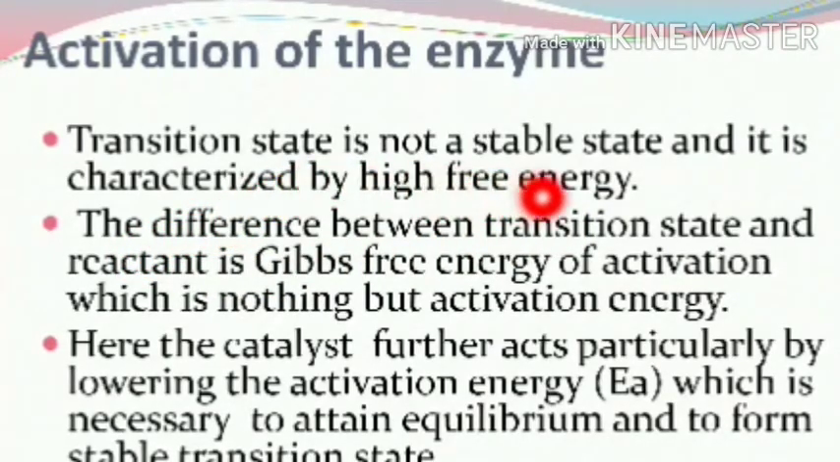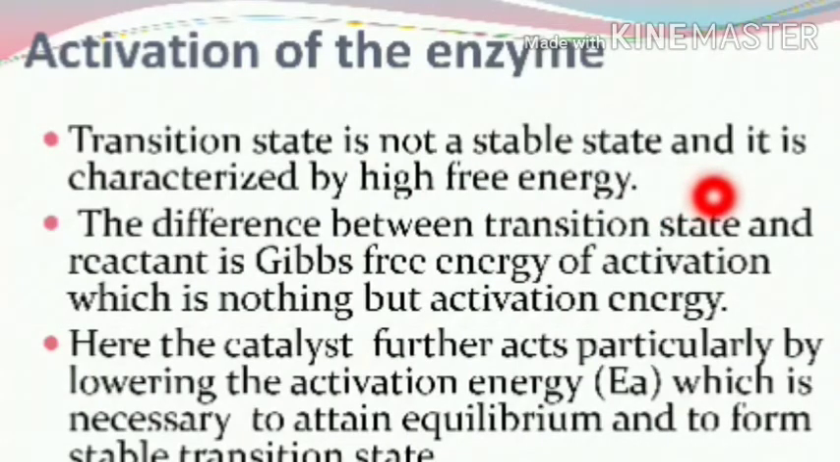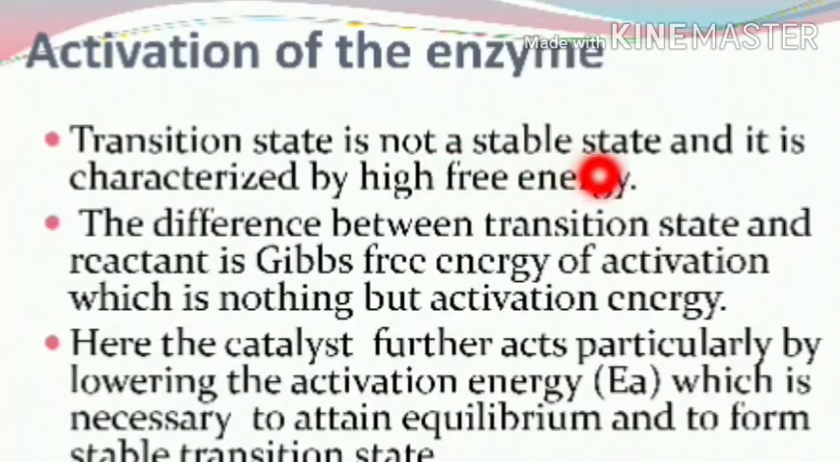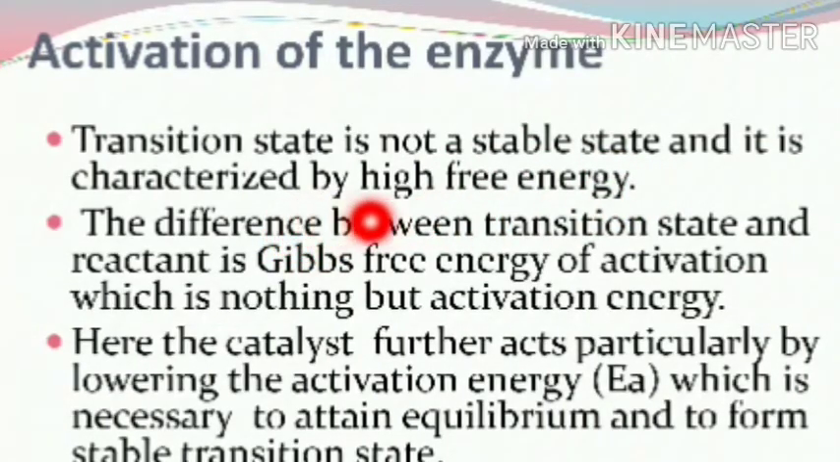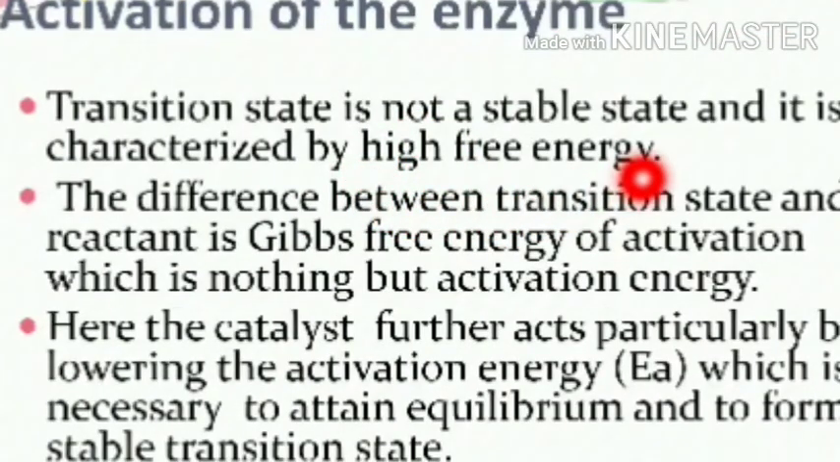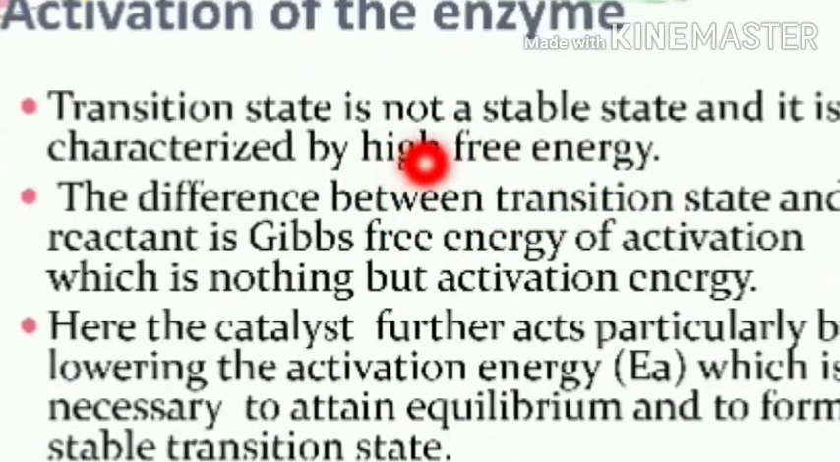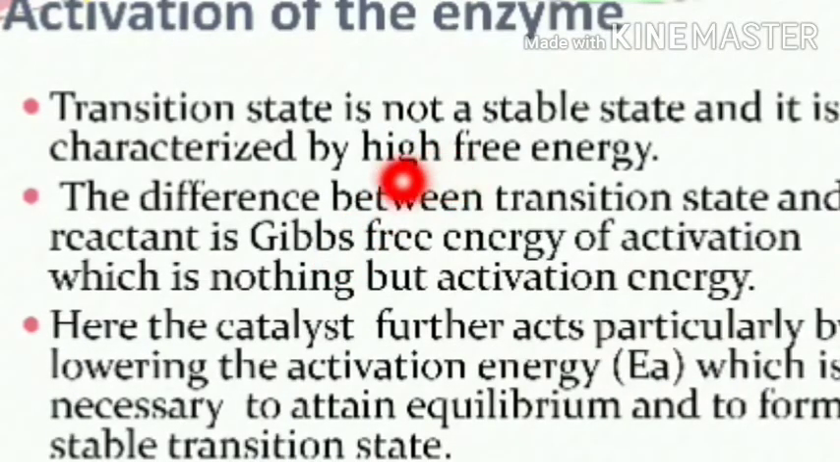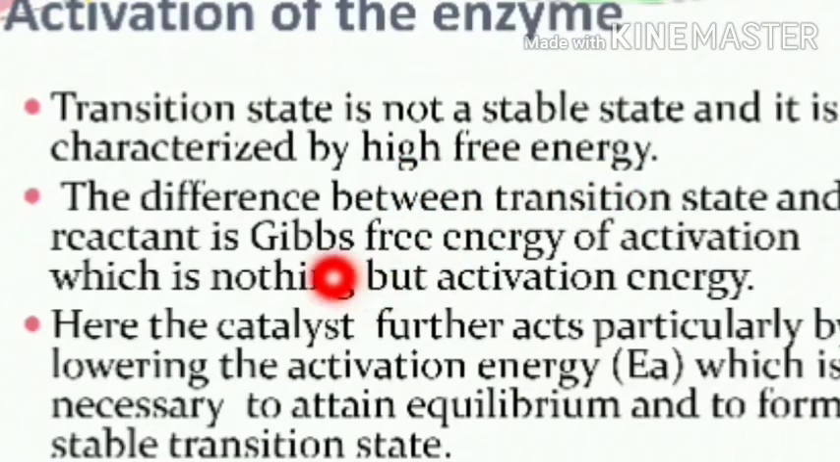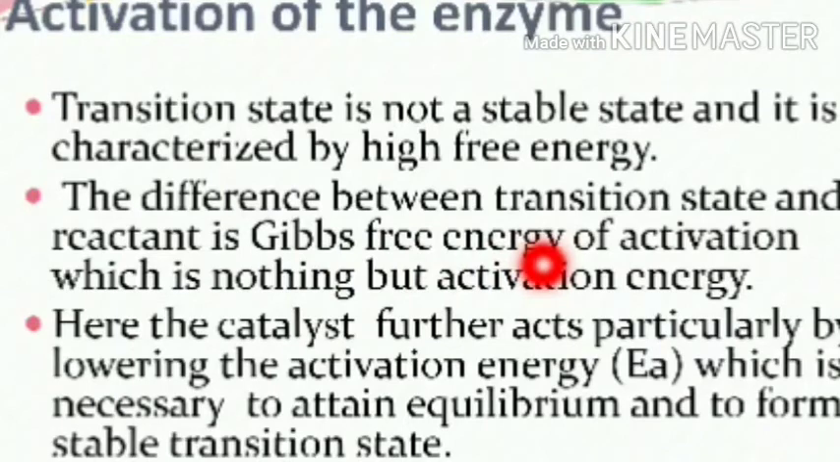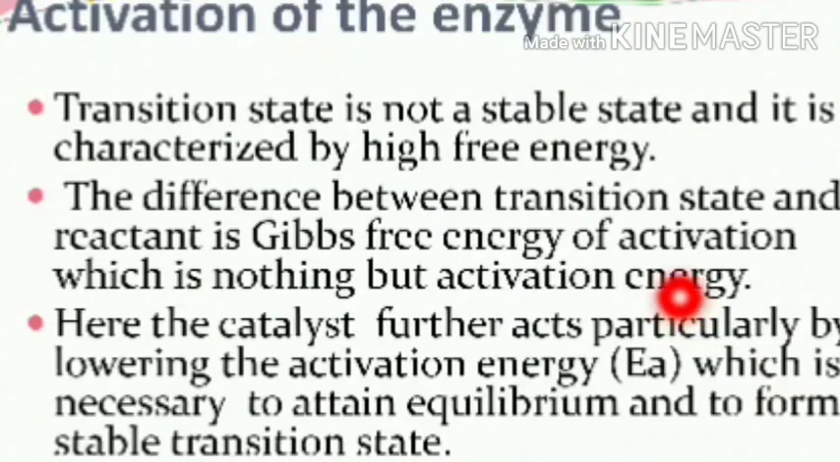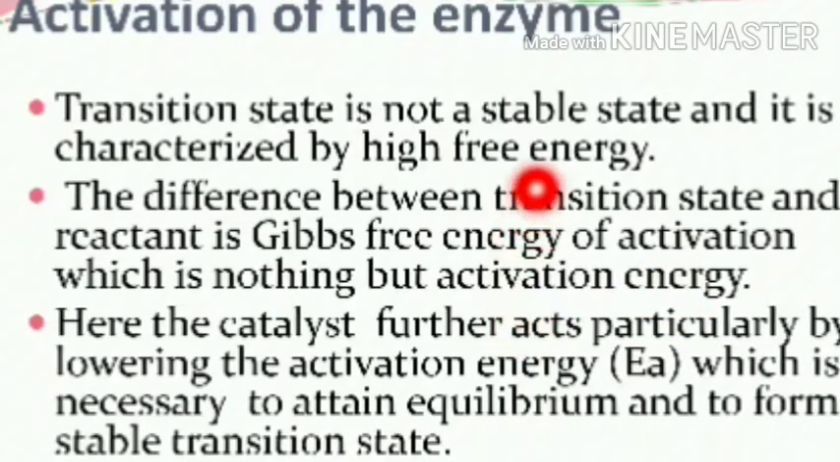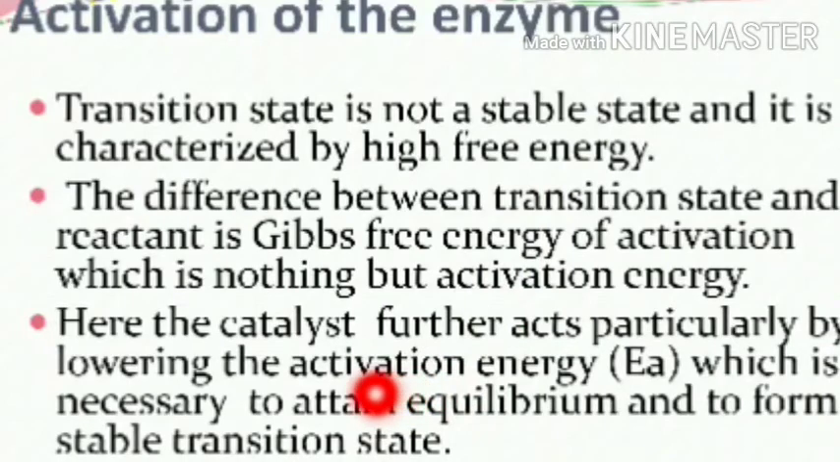The transition state is not a stable state. I have already stated this. The transition or intermediate state of formation of the ES complex is not a stable state, and it is characterized by high free energy. The initial ES complex is characterized by high free energy, which is Gibbs free energy, or it is also called activation energy. So the unstable complex is characterized by high activation energy.